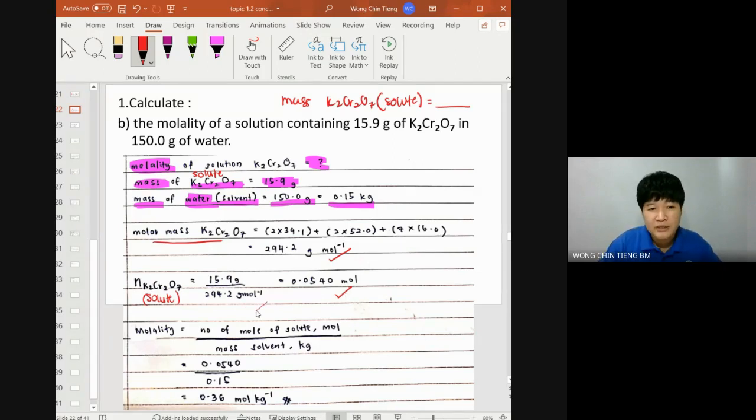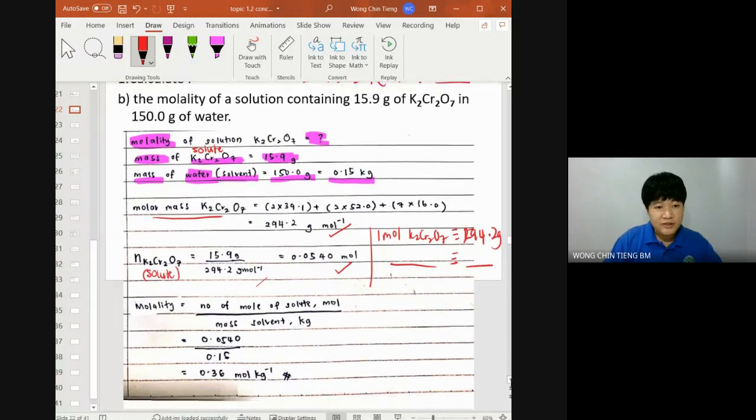Siapa yang guna formula terus saya terima. Siapa yang tak nak hafal darab atau bahagi, saya lebih suka 1 mole of K2Cr2O7 dapat 294.2 gram. Buat ratio pun saya terima. Easy, tak payah hafal. Okay, pun saya terima. No problem. Next, question asking for molarity. So the formula of molarity, 1 markah.